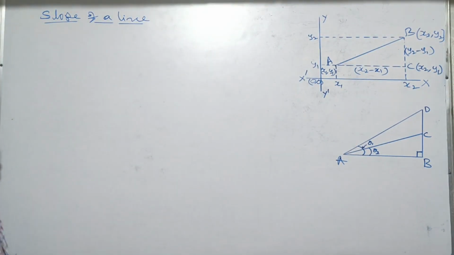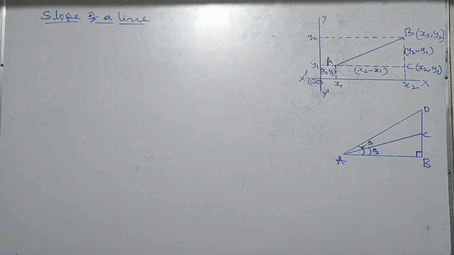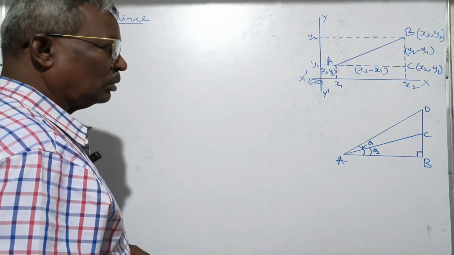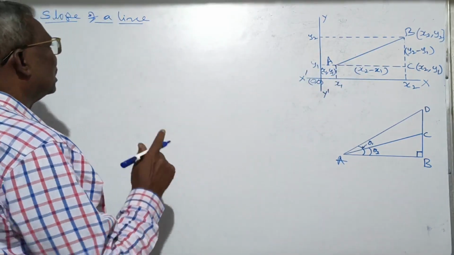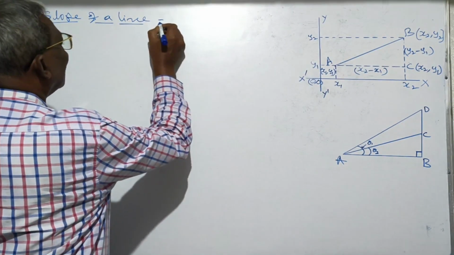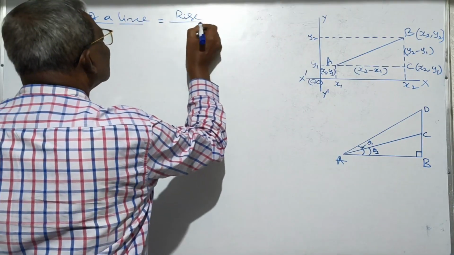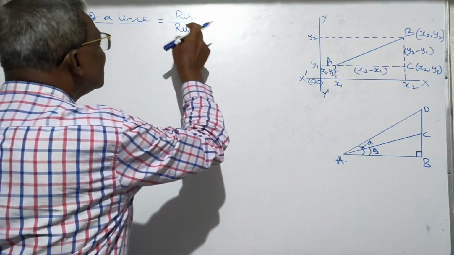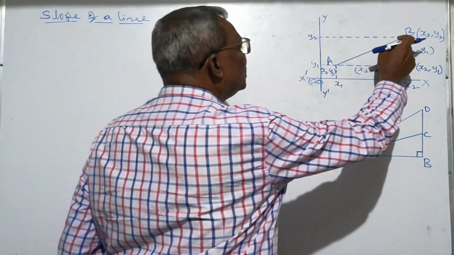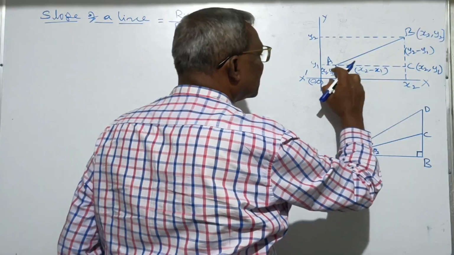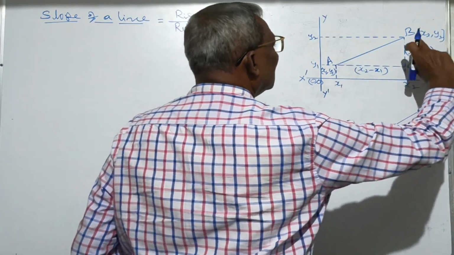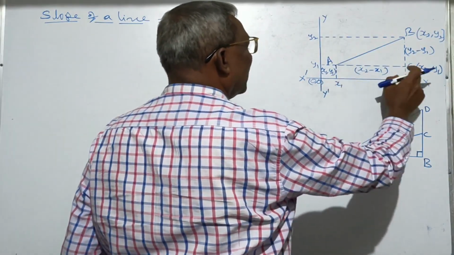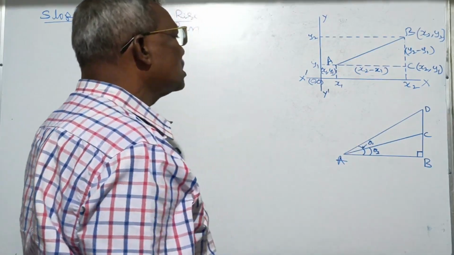Before going to find the slope of a line, the fundamental formula is slope is equal to rise by run. What is rise? What is run? If line AB is parallel to the x-axis, then BC is 0. That is a horizontal line.